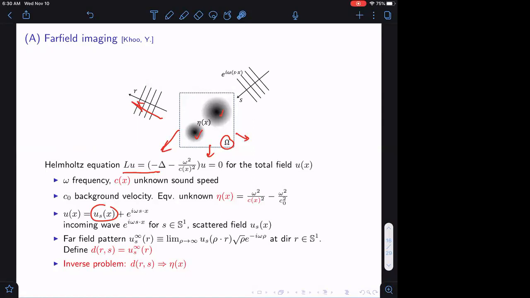Okay. Now the inverse problem is that, starting from this so-called far-field pattern, we are going to figure out the internal material property, which is eta here.